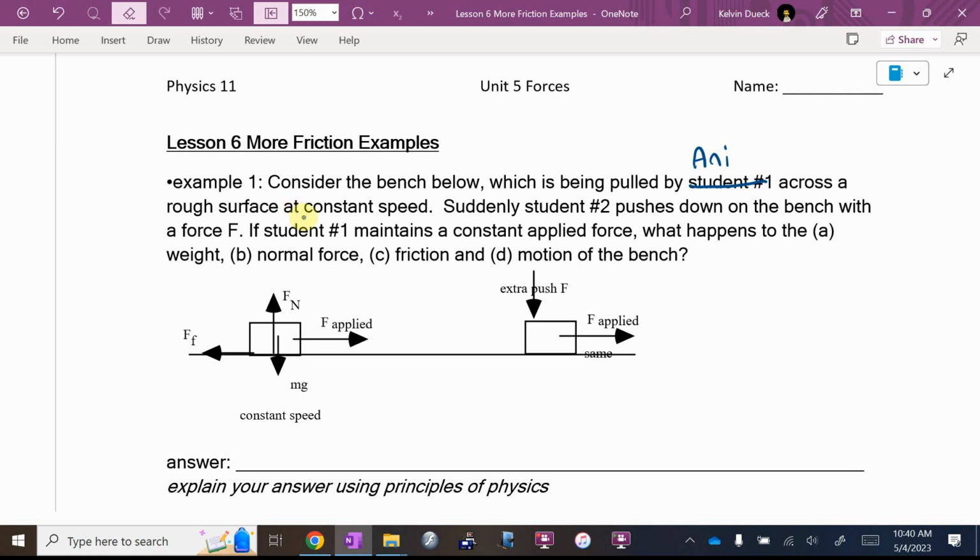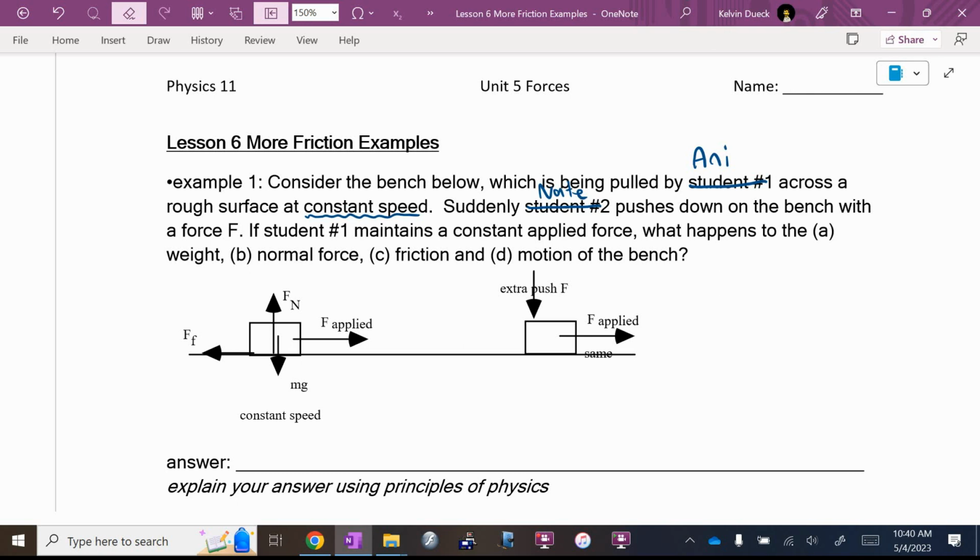Now, we should underline this constant speed. That's very important. Suddenly, student number two, let's say Nate, pushes down, sits on the bench, because you've all seen someone pushing the bench and someone comes along and decides to sit on it while they're pushing. So Nathan comes and sits on the bench. If Annie maintains the same force as before, what happens to the A, weight of the bench, B, normal force of the bench, C, friction of the bench, and D, motion of the bench?